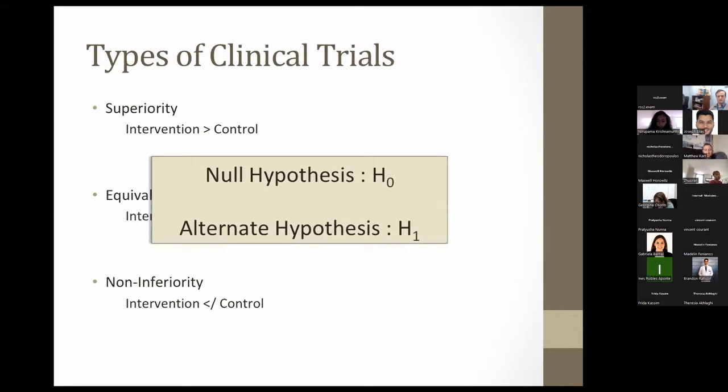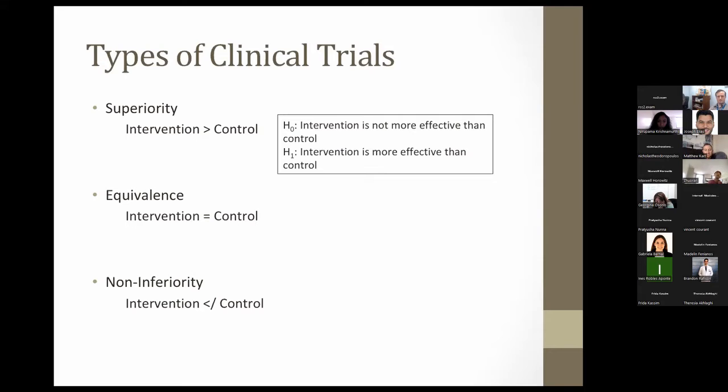Let me make this a little bit clear with an example. Let's say that you're conducting a superiority trial. Like we said, the aim would be to prove that the intervention is more effective than the control, right? So that's how you would frame your alternate hypothesis, the H1: the intervention is more effective than the control. Your null hypothesis then would be the converse, framed as the intervention is not more effective than the control.